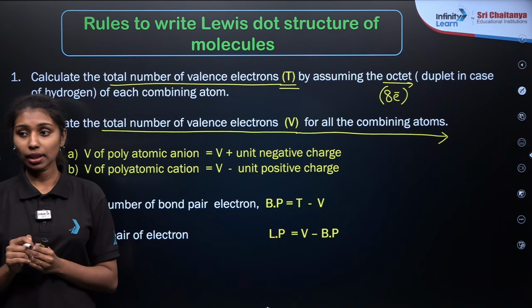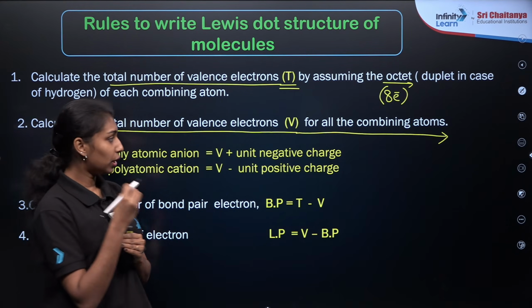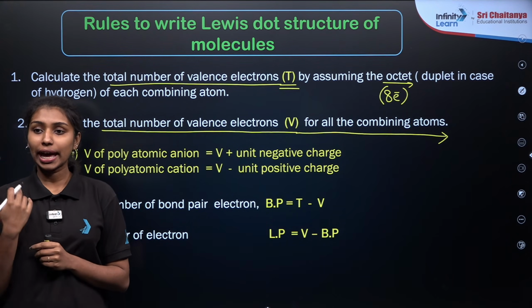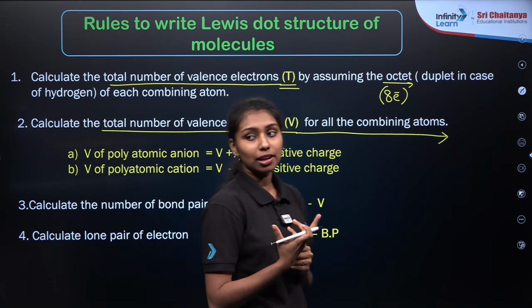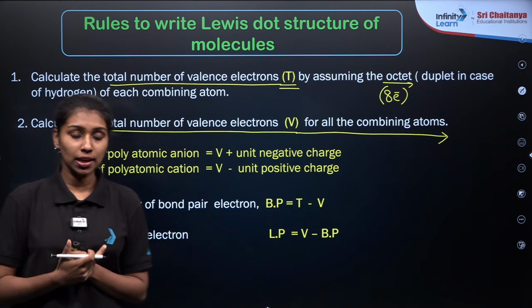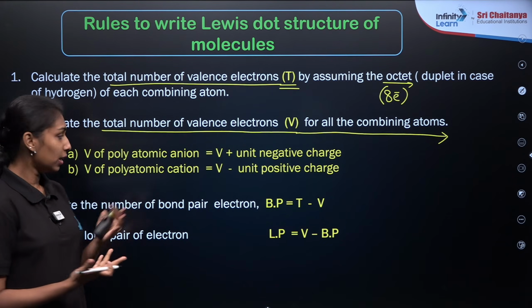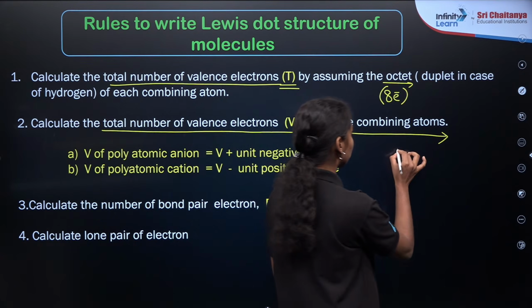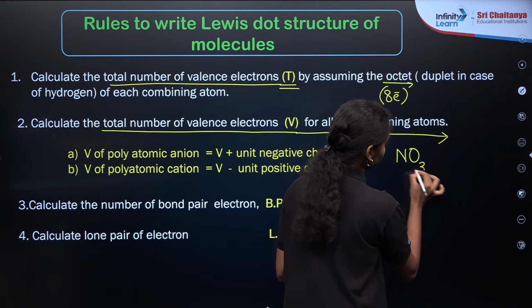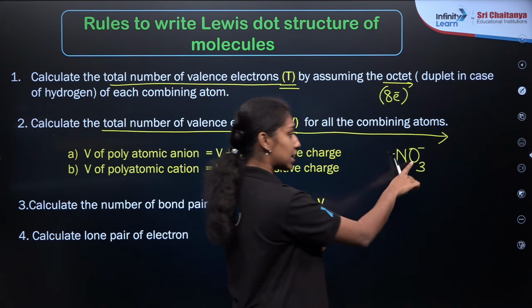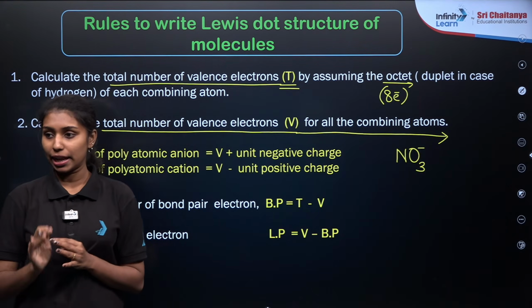Now, in general, if you are trying to identify the Lewis dot structure of a molecule, there may be anions or cations present. Anions will have a negative charge, cations will have a positive charge. So, for example, if you have a molecule which is a polyatomic anion, I am taking the example of NO3 minus. Total 4 atoms are present. NO3 minus will have a negative charge. So, this is an example of a polyatomic anion.